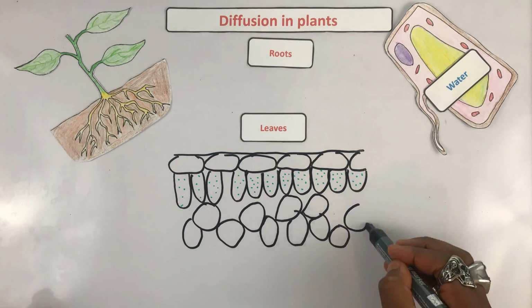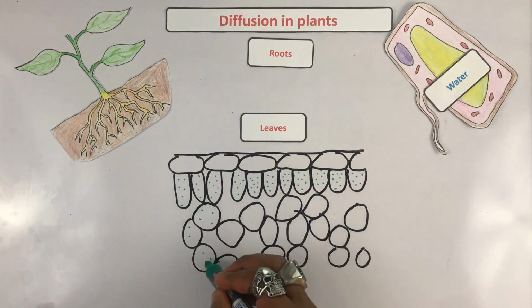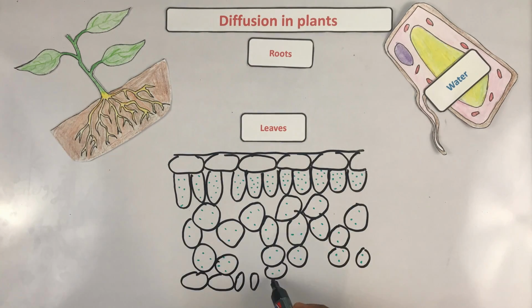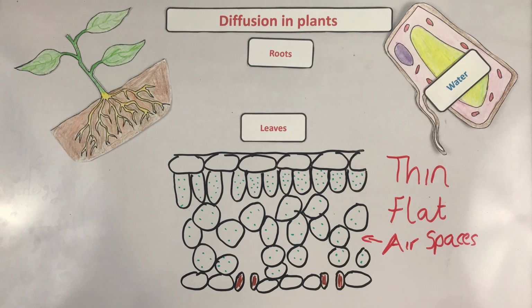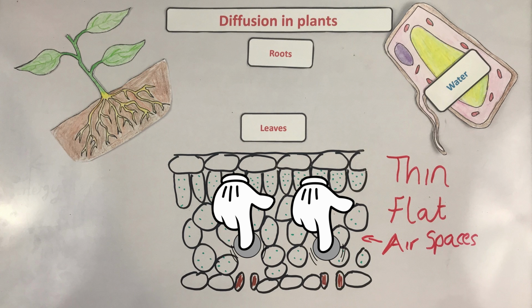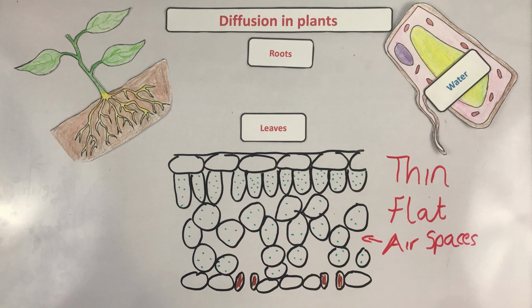The leaves are adapted to make gas exchange efficient. They are flat, thin, and have a lot of air spaces. All of this helps to keep the surface area high. Gas exchange is regulated by the opening and closing of these small gaps on the bottom of the leaves called stomata, and it's the guard cells that open and close. Carbon dioxide can enter and oxygen can leave.